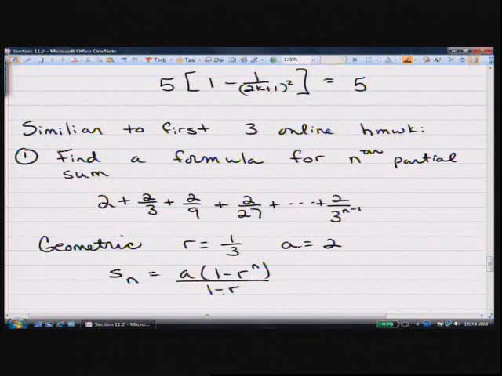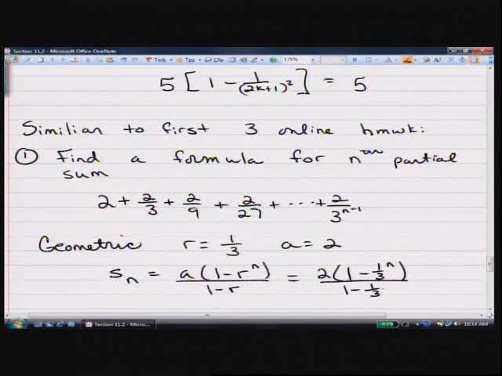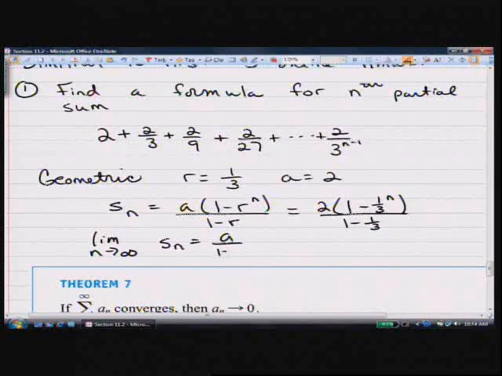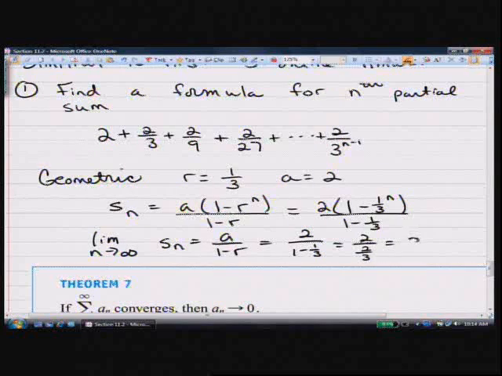But as n goes to infinity, this part goes to 0. So we can write it like this if, say, we just wanted the fifth partial sum. But if we want to know what the sum of the whole series is, the limit as n goes to infinity, we can just say that S sub n is equal to a over 1 minus r, which is 2 over 1 minus 1/3, 2 over 2/3, which is 3.